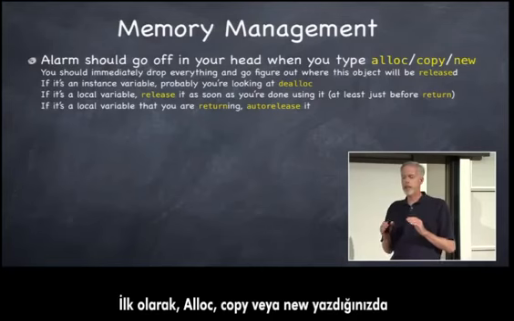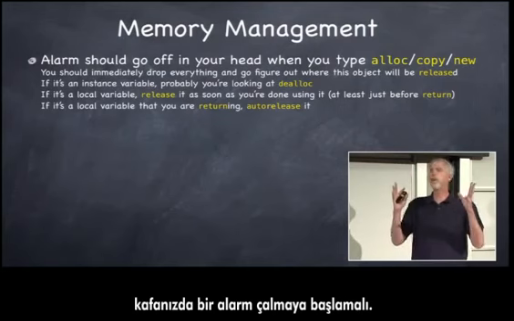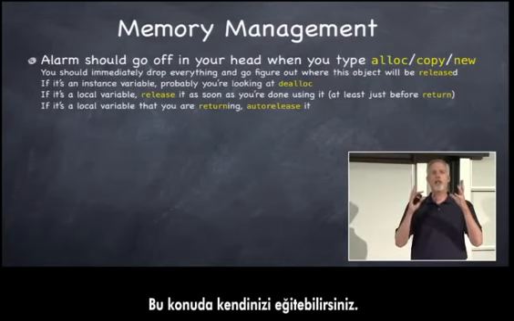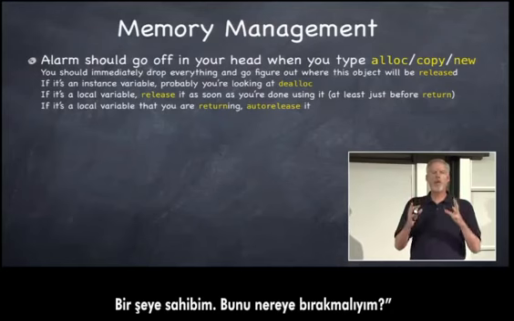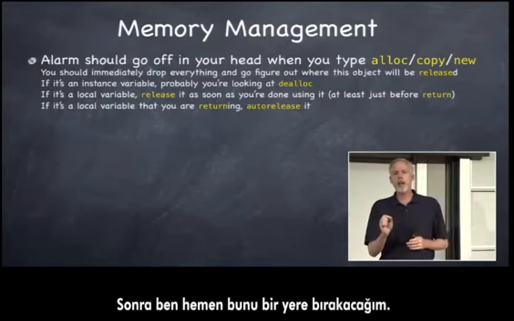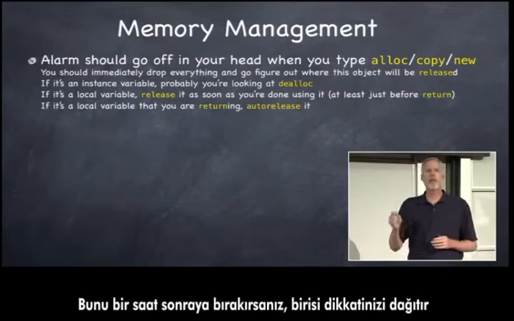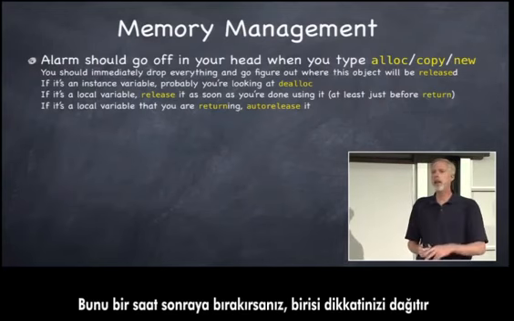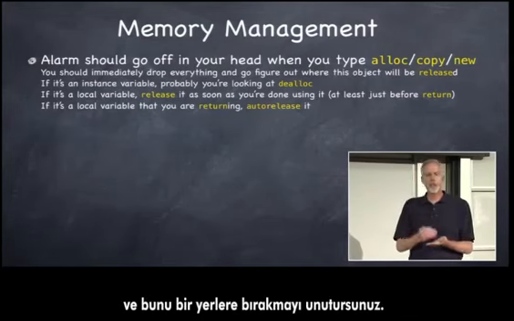The first thing is when you type alloc or copy or new or any method that starts with those, an alarm should go off in your head. So you want to train yourself: whoop, I just allocated something, I own this, where am I going to release it? And I would right then go put that release somewhere, before you forget, before it's an hour later, someone distracts you, you forgot about it. Right then go put a release somewhere.